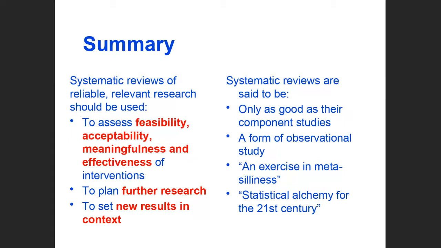So I have several examples from my own qualitative systematic review experience, where by putting studies together, you've been able to see a unique new picture or new vision that wasn't previously seen in individual studies. But on the other side, systematic reviews are said to be only as good as the studies that make up the review. They are, after all, even though they use randomized controlled trials, the review method itself is a form of observation, albeit often by two observers rather than a single observer. And they have been criticized with memorable terms like being called an exercise in meta-silliness or statistical alchemy, so turning lead into gold for the 21st century.